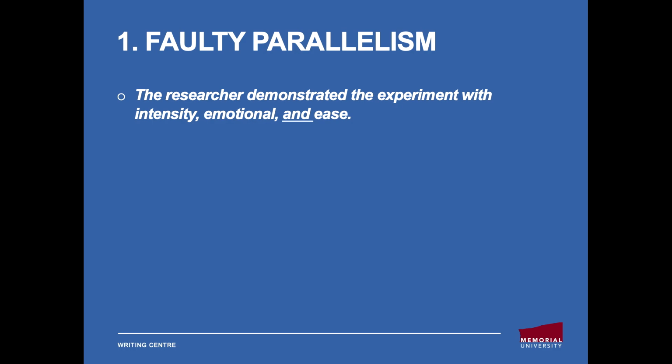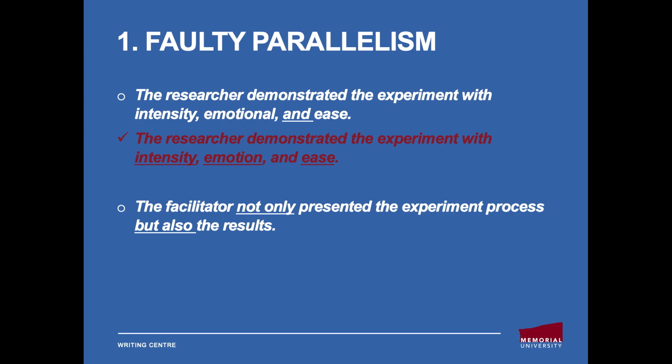Again, let's look at this one example. The researcher demonstrated the experiment with intensity, emotional, and ease. And we'd like to fix this faulty parallel error. I can add new words by changing the word form. The researcher demonstrated the experiment with intensity, noun, emotion, noun, and ease, noun. Now this sentence is considered parallel with a list of 3 nouns.